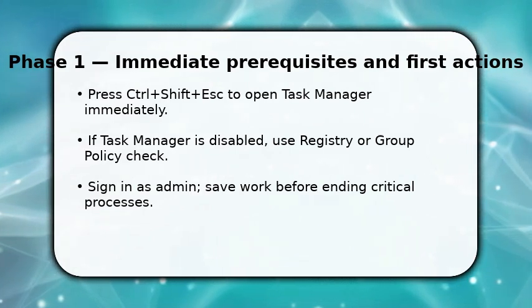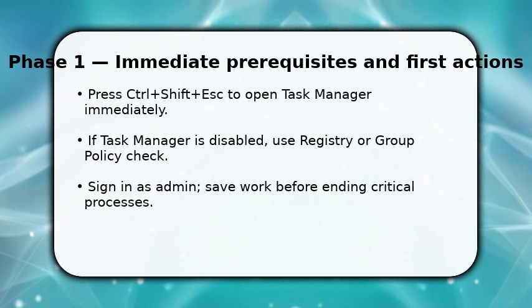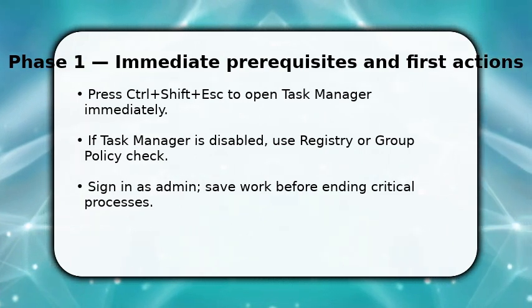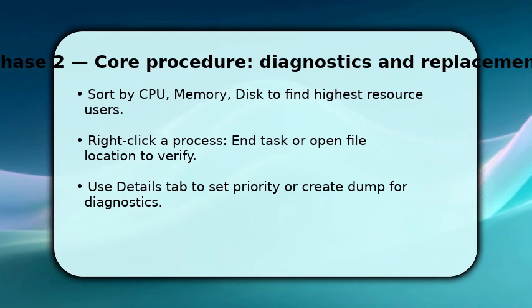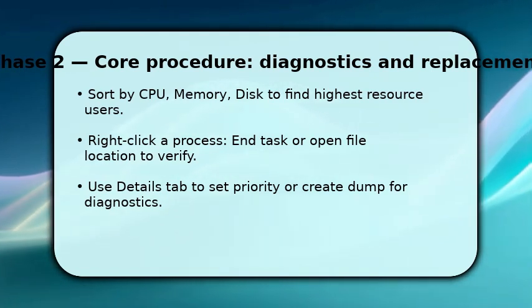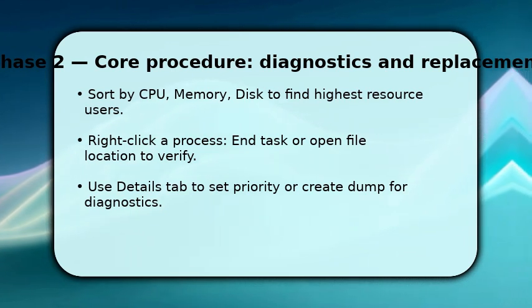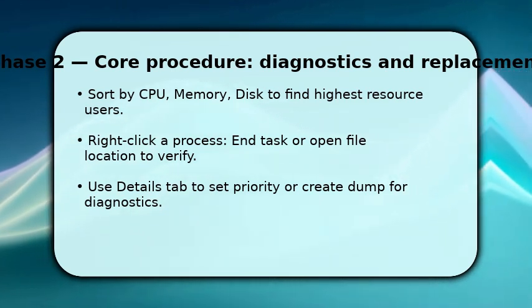Prepare by saving any unsaved files, since ending processes can close apps immediately. Now identify which processes to clear. Sort by CPU, memory, or disk to find the top offenders. Once identified, right-click a process and choose End Task to stop it.